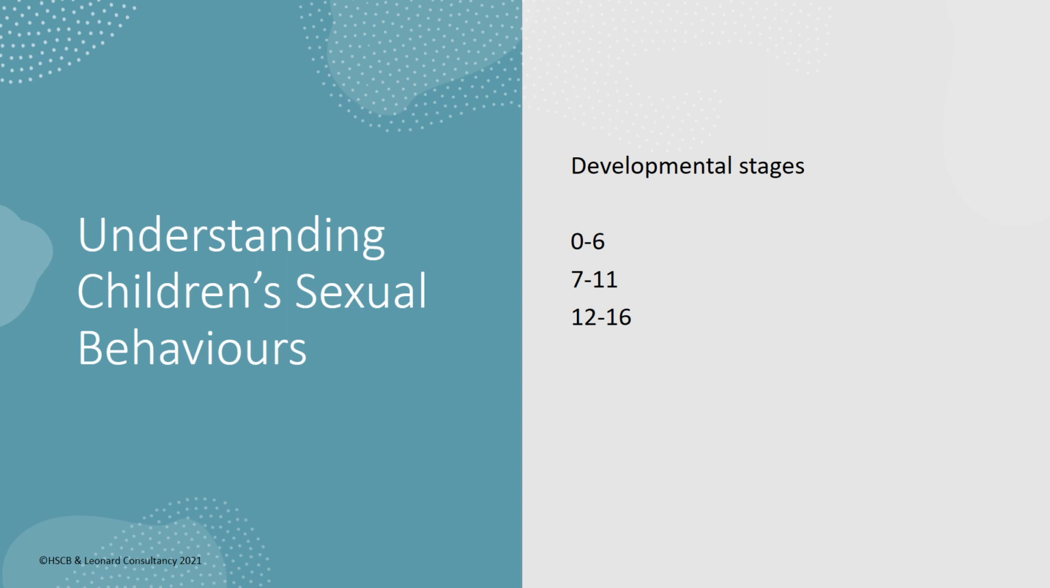Now, it is really important as we go through these slides to recognise 0 to 6 is a huge area in terms of that's a lot of years to be covering. So we can't cover every one of those years, but this is to give you a broad understanding of what you would be expecting at each one of these developmental stages. So let's take the first one.